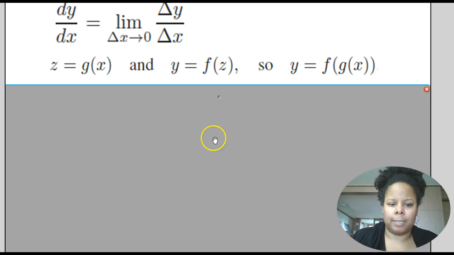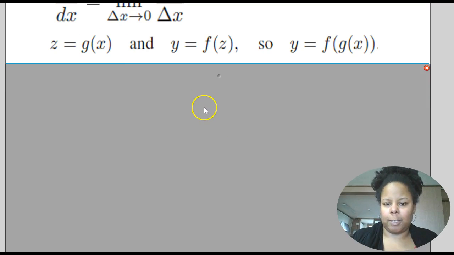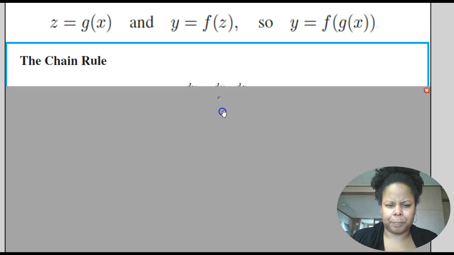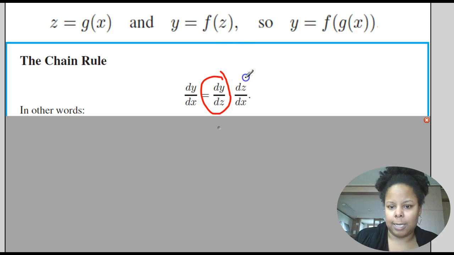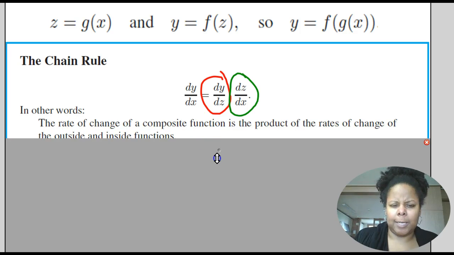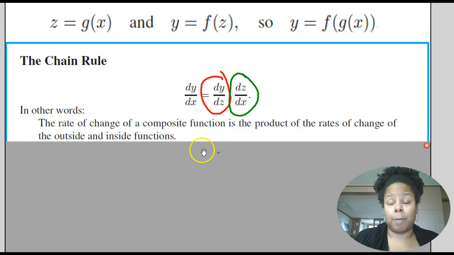Again, remember that z is based off of g of x and y is based off of f of z. So the chain rule says that dy/dx is equal to the change in y with respect to the change in z, times the change in z with respect to the change in x. In other words, the rate of change of a composite function is the product of the rates of change of the outside function and the inside function, as we can see right here.